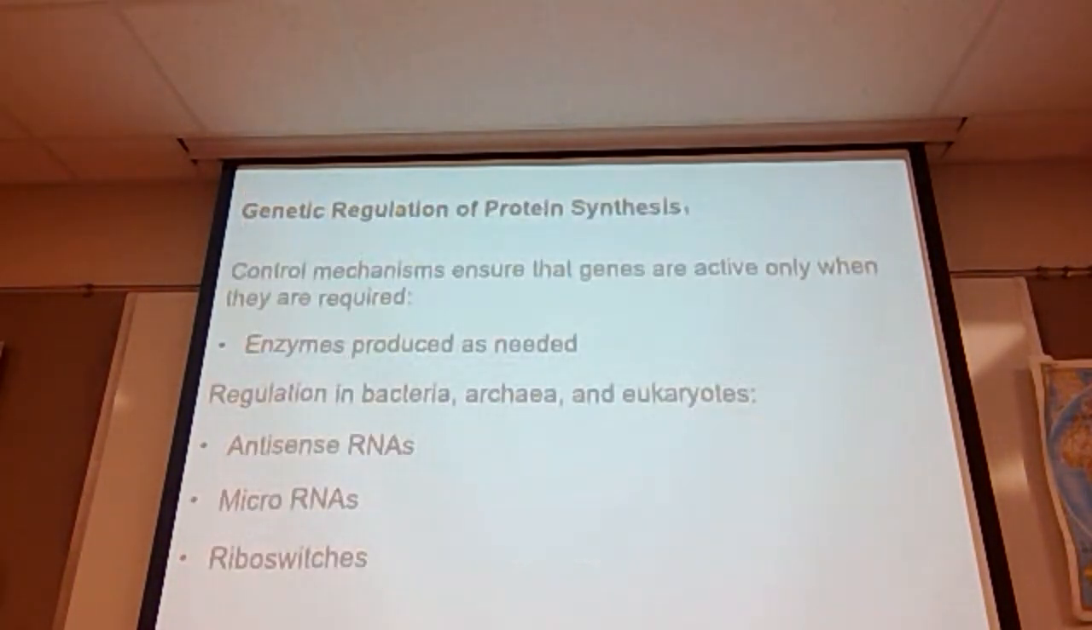There are certain control mechanisms that ensure that genes are active only when they are required. These are enzymes. They are produced as needed. The most commonly referred to and talked about one of these regulatory systems and control mechanisms is something called the lac operon, which we will talk about in just a few minutes.